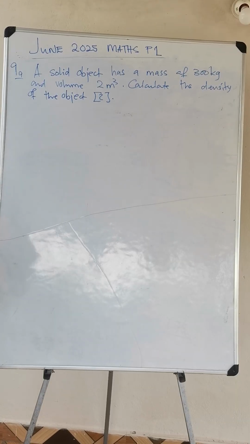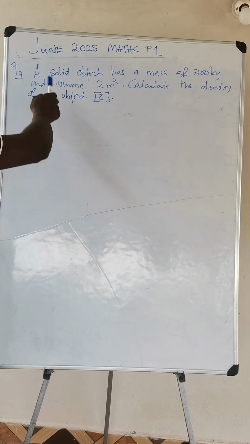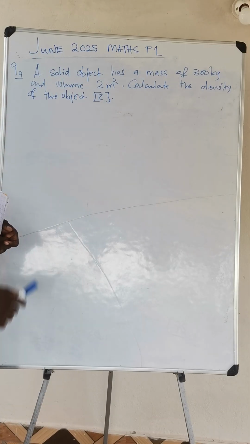It's Barnabas Munezi. Okay, so this is the continuation from number 8. So this is number 9A. It's the June 2025 Maths Paper 1 ZIMSEC.